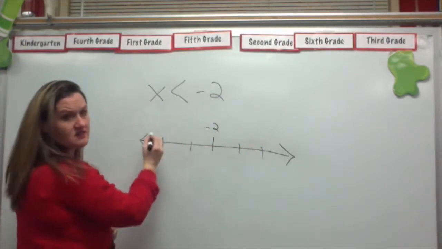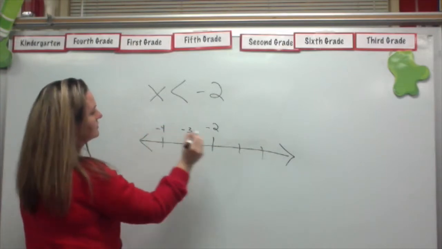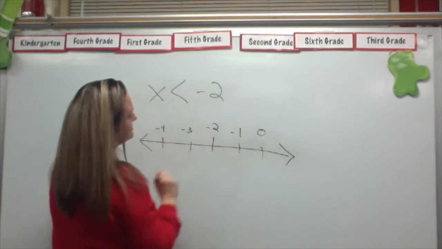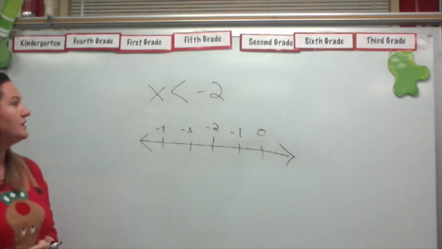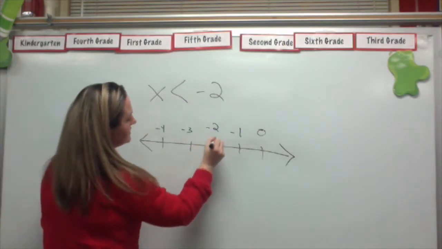Numbers less than negative 2, remember, are smaller numbers. So negative 3, negative 4. Negative 1 and 0 are our bigger numbers. Okay, so I set up my number line. So x is less than negative 2, and I'm going to put my circle at negative 2.